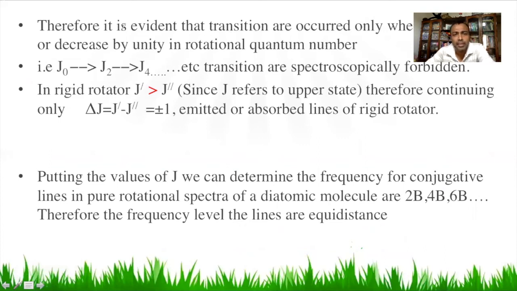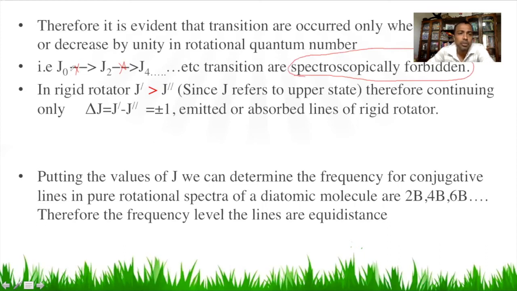It is evident that transitions occur only when there is an increase or decrease by unity in the rotational quantum number. That means ΔJ equal to 0, or J equal to 1, will not lead to rotational spectra. Similarly, J equal to 2 to J equal to 4 will not lead to a rotational spectrum. Hence, it is written as spectroscopically forbidden. Forbidden means it cannot occur.